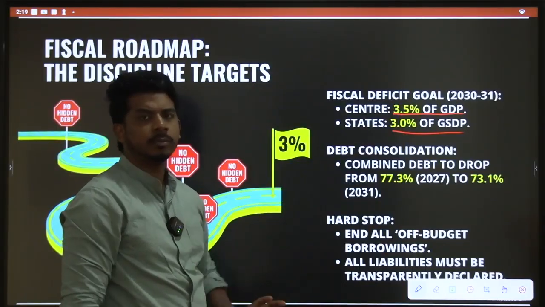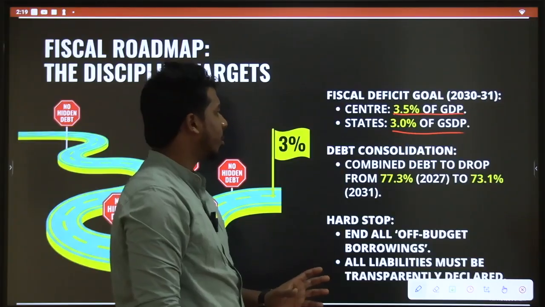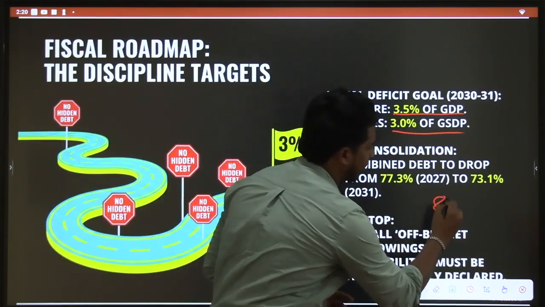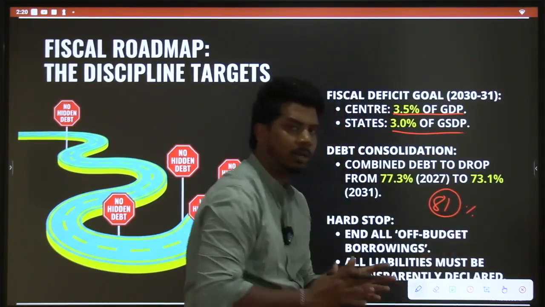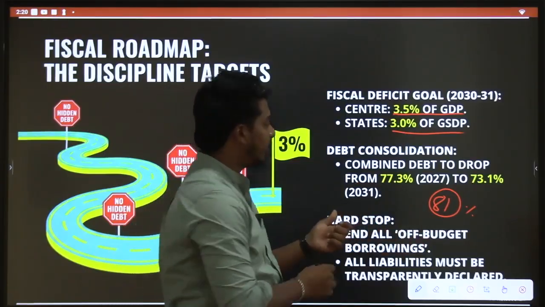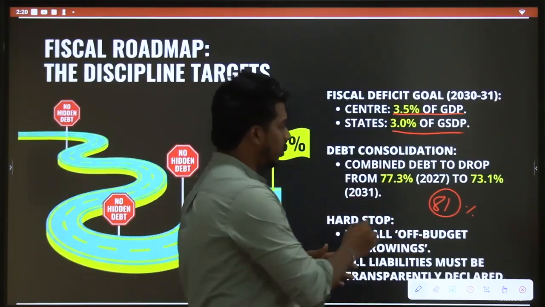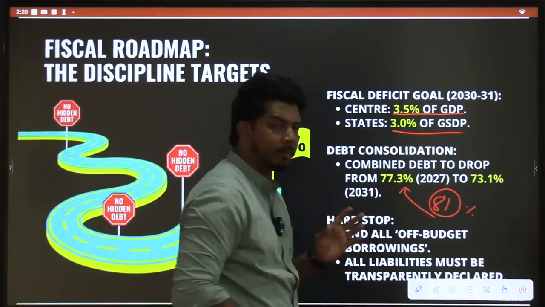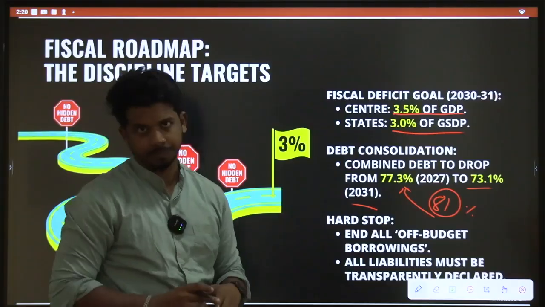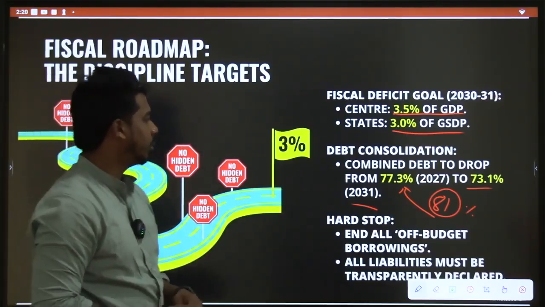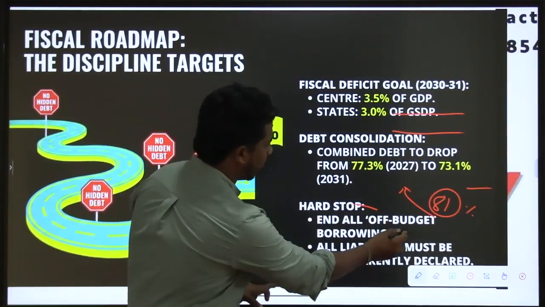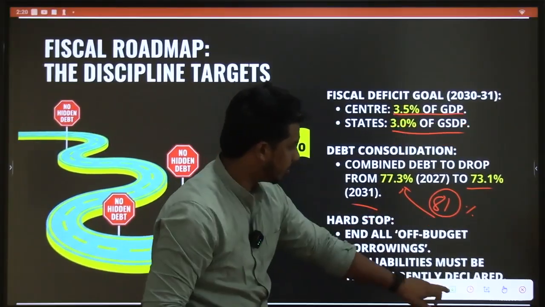Okay, total debt. The total debt currently is around 81% general government debt, of all union and state governments combined. So it is suggesting for states and the center to reduce it from 81 to 77.3 by 2027 and 73.1% by 2031. And it is suggesting the state governments to end this off budget borrowings.